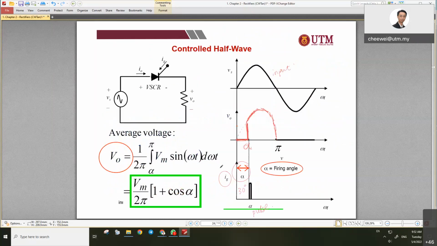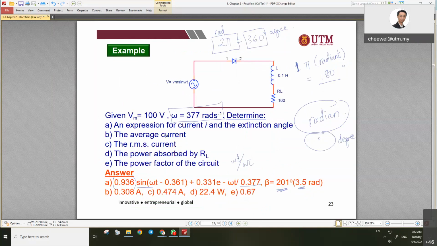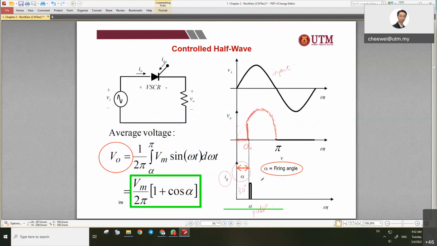So this example does not show the solution. You can try it by yourself. Answers are given, until you get all the equations at the back. So you need to press your calculator and get the equation. Okay. Any problem so far?